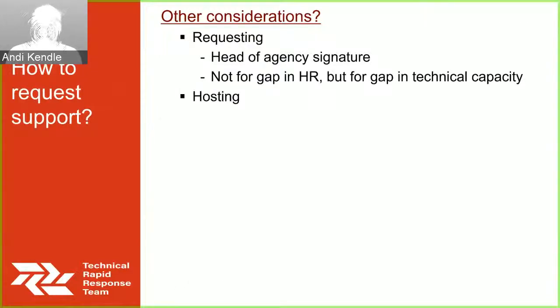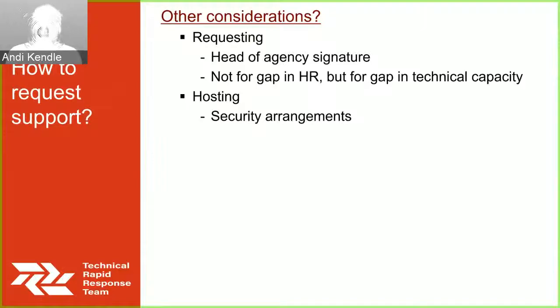The next main consideration is hosting. This is important because when the advisor arrives to the country, who are they going to stay with? Who's going to take them around? Are they going to be with a specific organization, but who's going to look after them? One of the most important considerations for this one is about security arrangements.